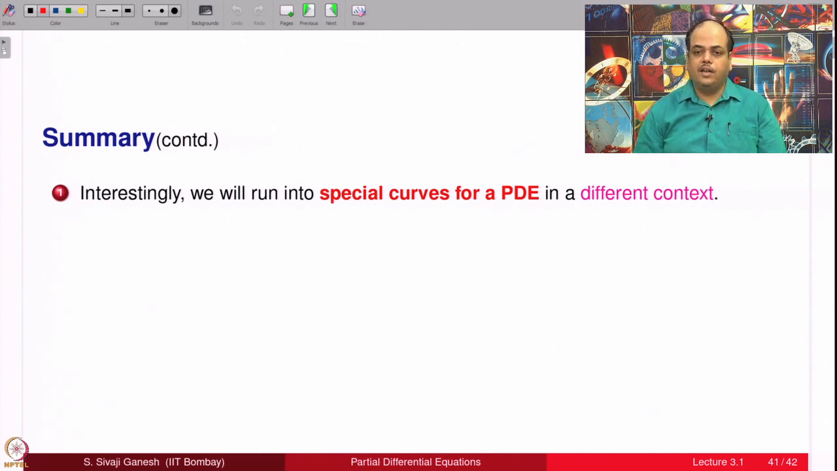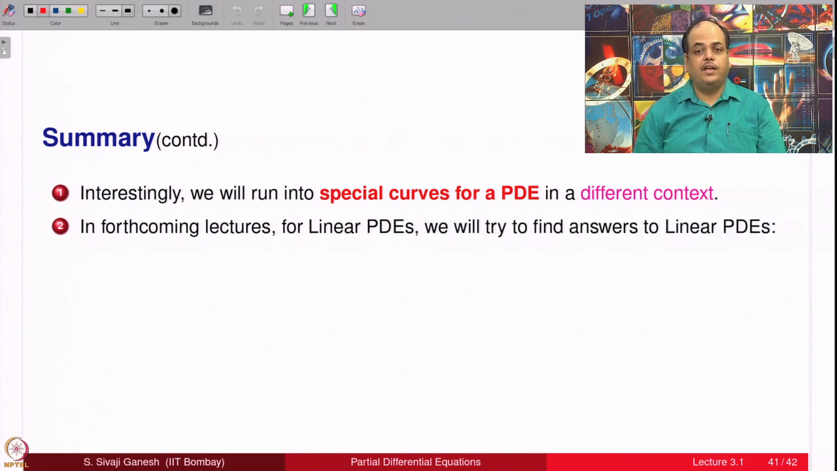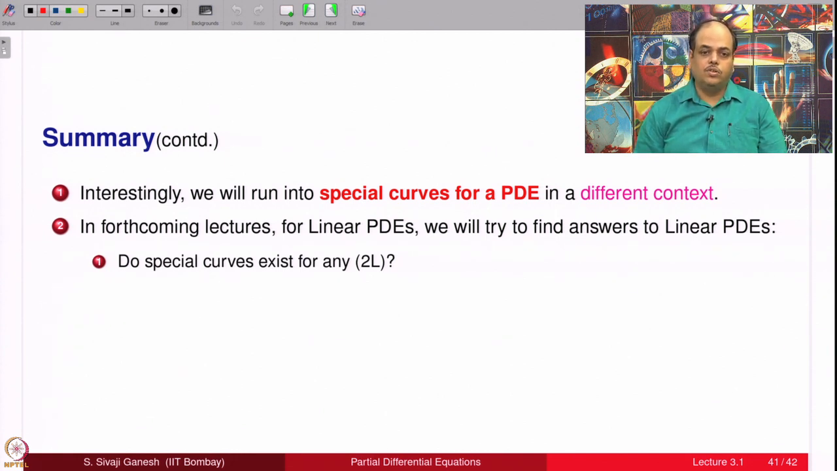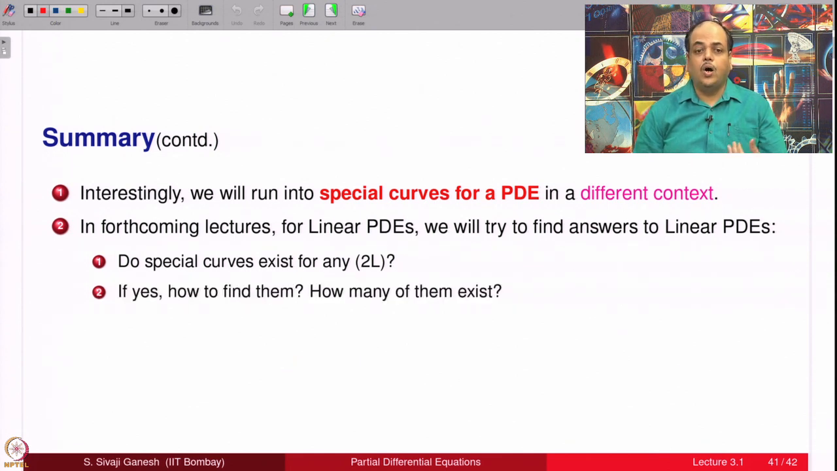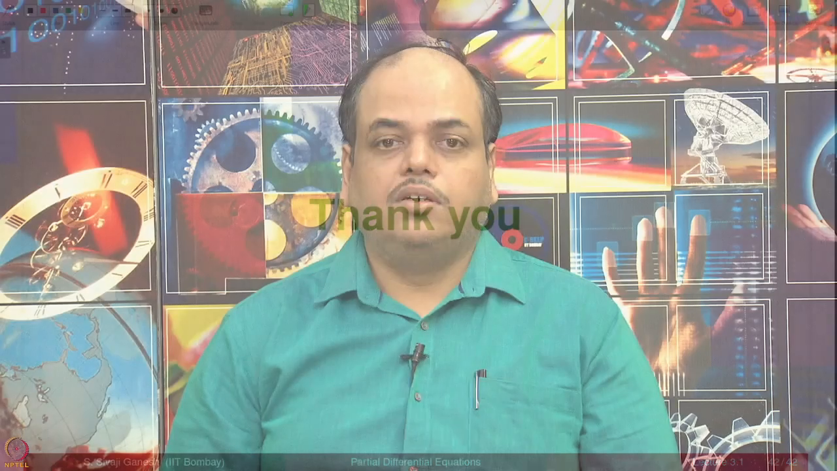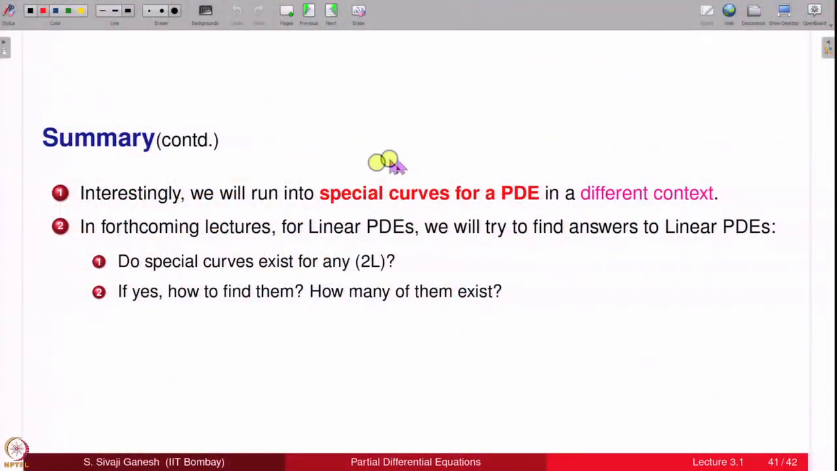Interestingly, we will run into special curves for PDE in a different context also, which we will see in the next lecture. In forthcoming lectures for linear PDEs, we will try to find answers to the following questions. What are they? Do special curves exist for any second order linear equation? If yes, how to find them? How many of them exist, etc. So, in the next lecture, we will take up another context where delta s makes an appearance. Delta s identically equal to 0 will become important. Thank you.